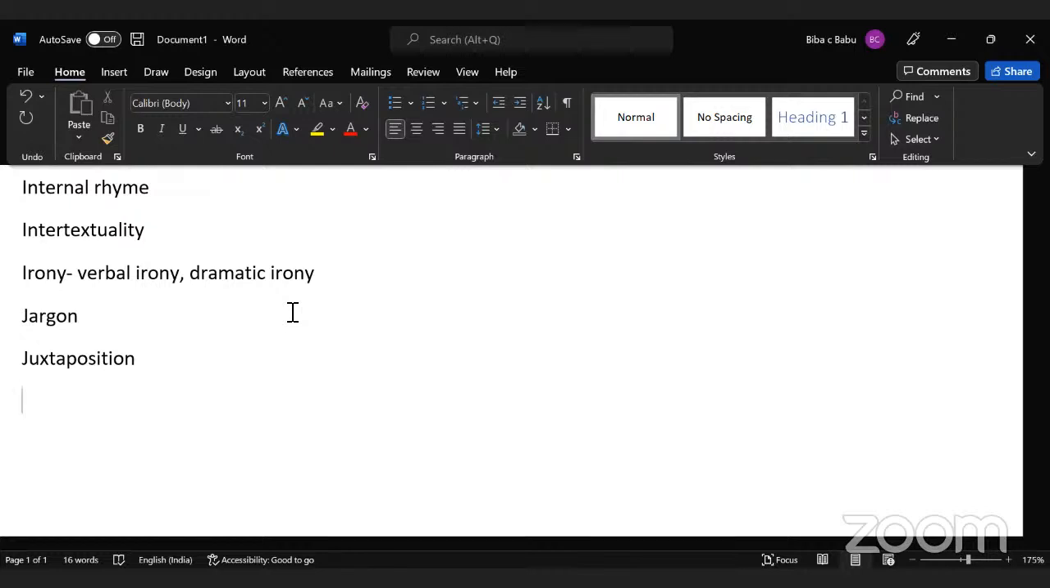When you bring two things together side by side in order to compare, that is juxtaposition. Next is lampoon. Lampoon is using.